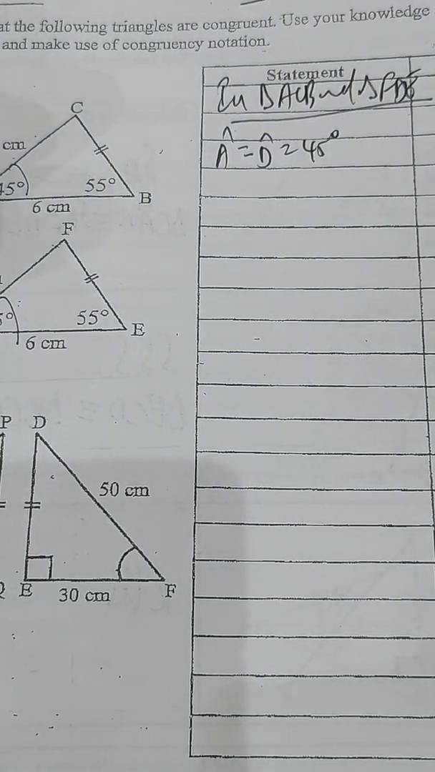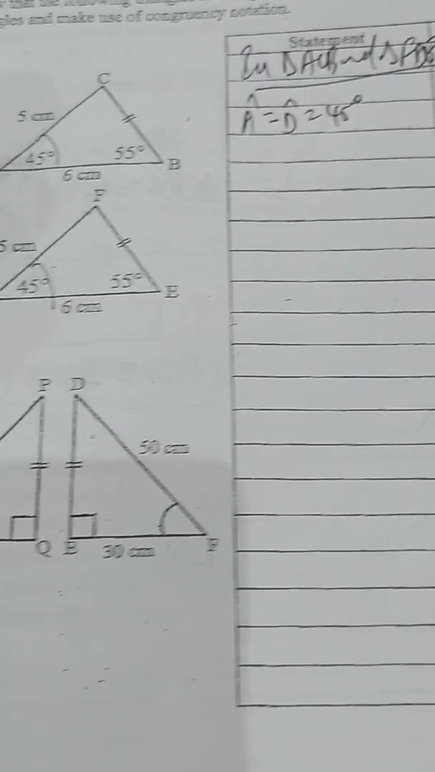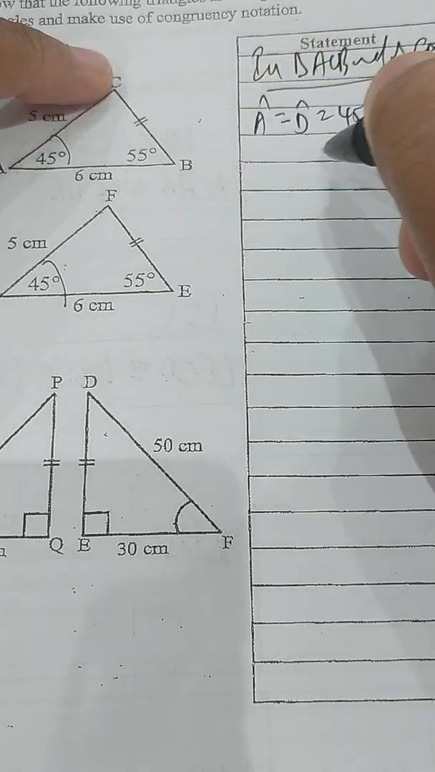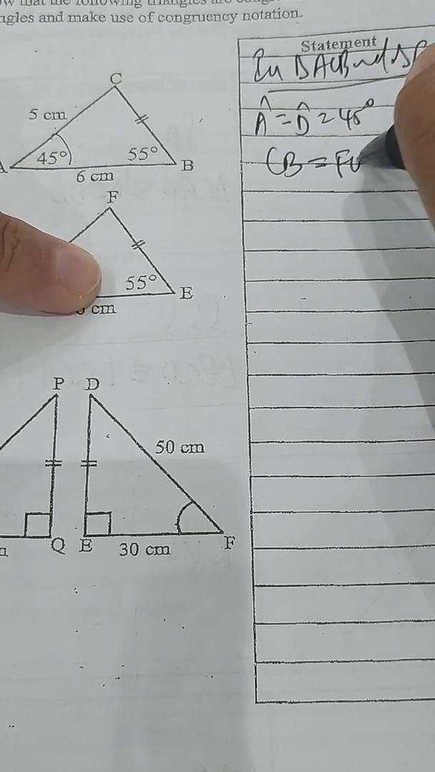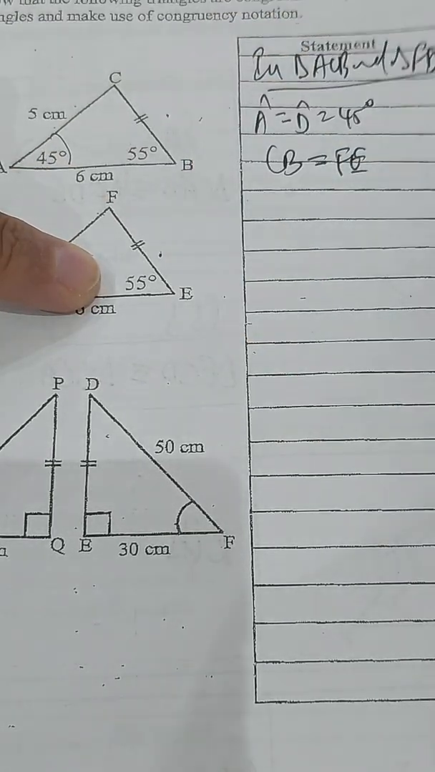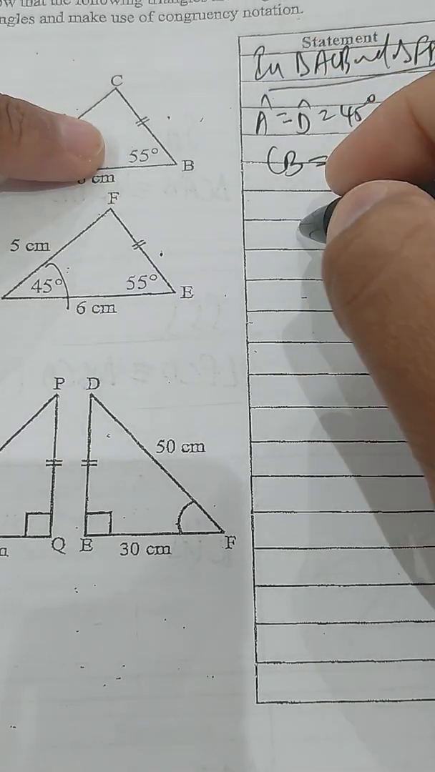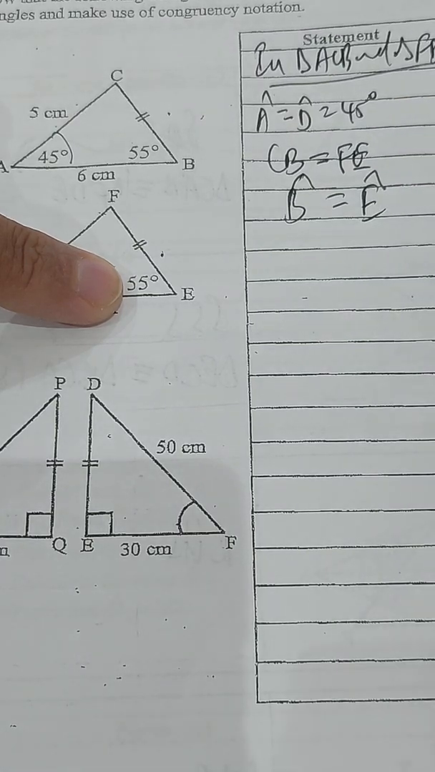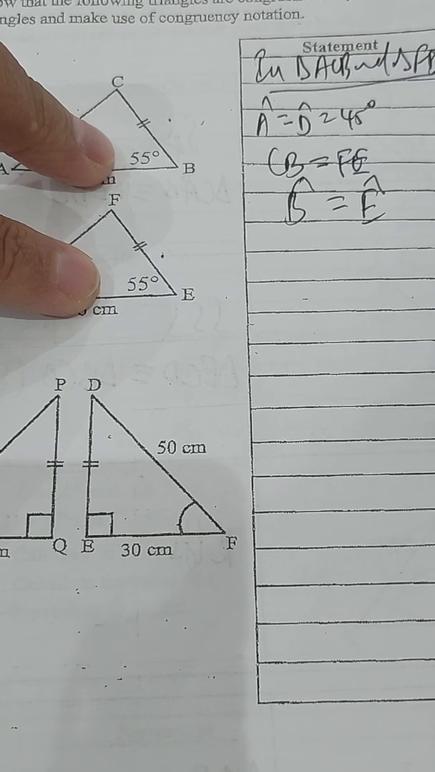And what's your reason there? Given. Okay, as you can see, it's on the diagram, so it's given. Then we know that CB is equal to FE. How do we know this is equal to that? It's also given to us. Okay, then we know that angle B is equal to angle E, also given to us.